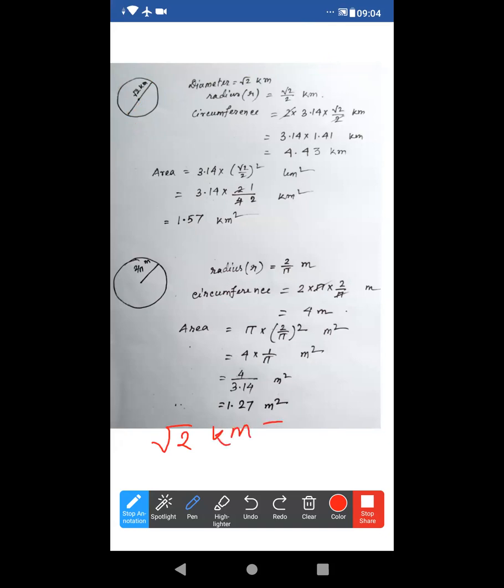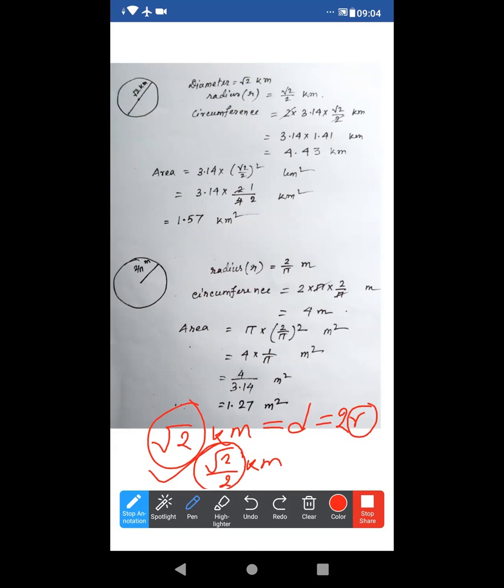That is 2r, or d, the diameter. So what will be the value of r? Radius is half of this diameter. Just √2 by 2 kilometer. No need to even calculate this part. Just keep it the same. Okay. Now it is clear?